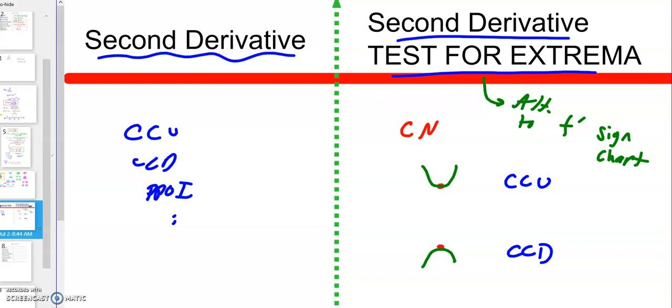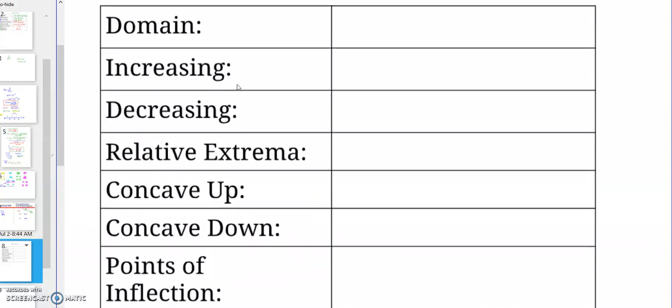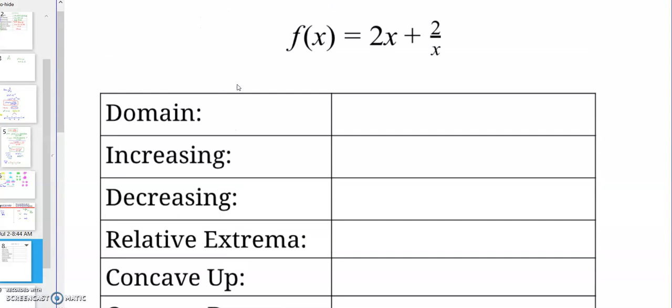All right, moving on. Here's the example I would like you to do. Go ahead and run through that. Same things I want you to find there. Go ahead and pause and check your answers.